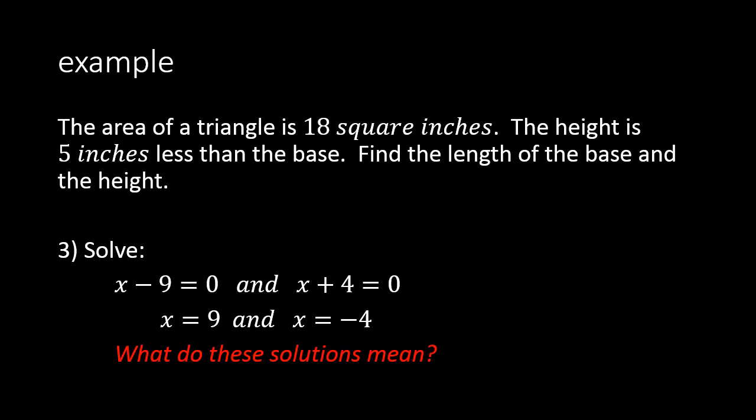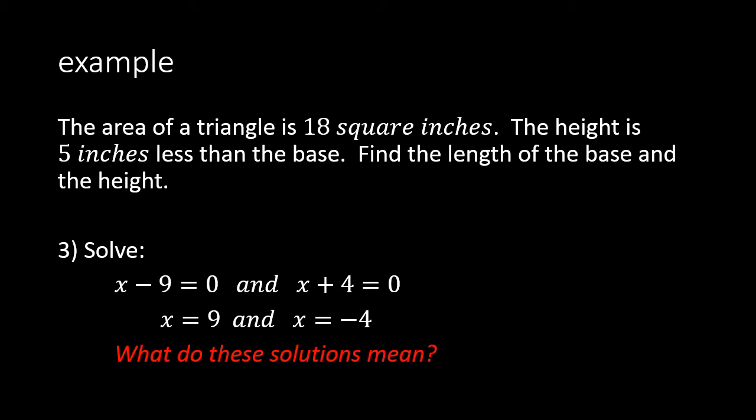Now those are pretty easy to solve, right? Add 9 to both sides for the first one, x equals 9. Subtract 4 from both sides, x is negative 4. So I get x equals 9 and x equals negative 4. What do these solutions actually mean, though? Well, my question wanted two numbers. Are those my two numbers? Am I done? Well, not exactly.